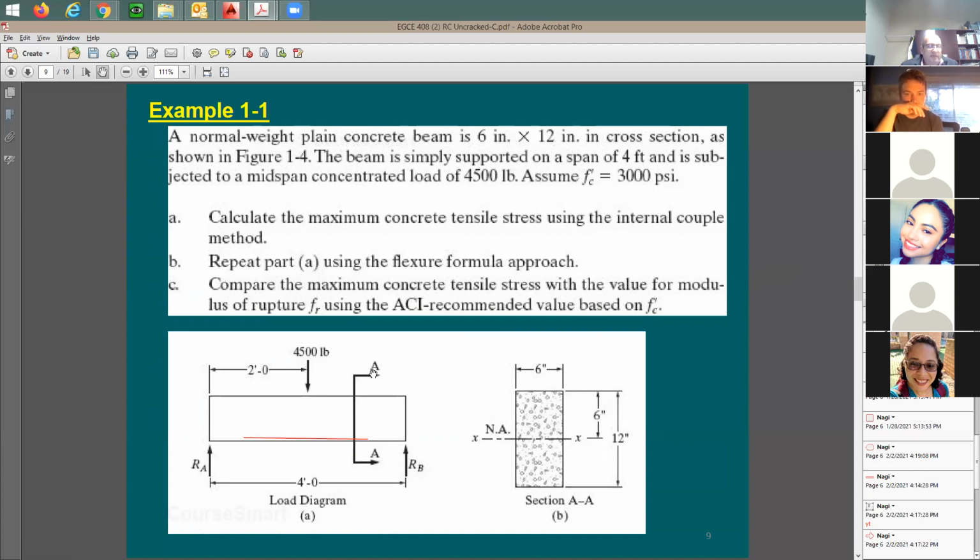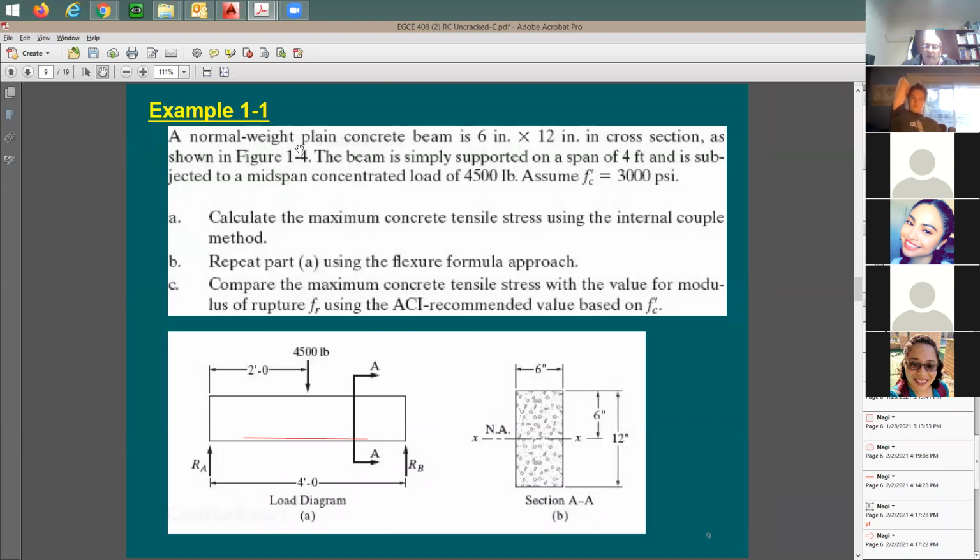Cross section, as in section here, AA, the total depth is 12 inches, and the width is going to be 6 inches. There is no T section. It's going to be a very simple section. Now let's see here the description. It says normal weight plain concrete. There is no reinforcing. This is why it says plain. Normal weight means the weight is 150 pounds per cubic foot.